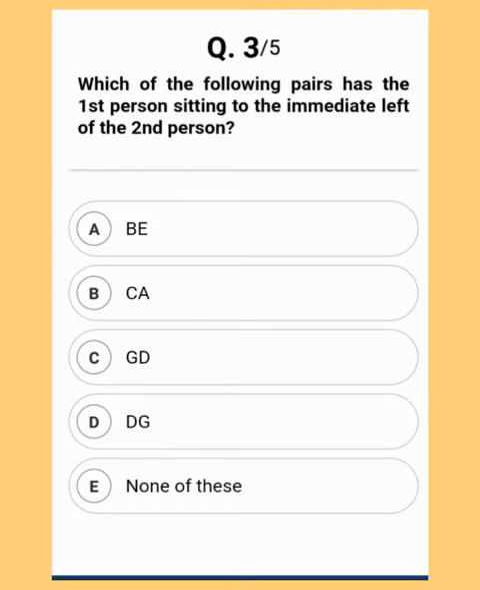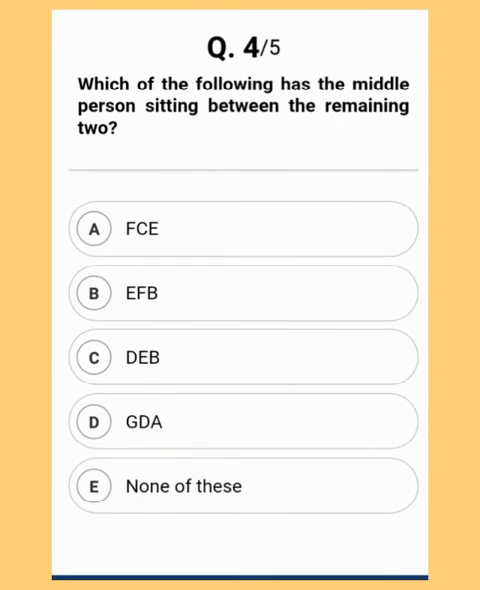Which of the following pairs has the first person sitting to the immediate left of the second person? Try to understand this question: the first person sitting to the immediate left of the second person. Option A, B, E. Option B, C, A. Option C, G, D. Option D, D, G. Or option E, none of these. Moving to the next question.